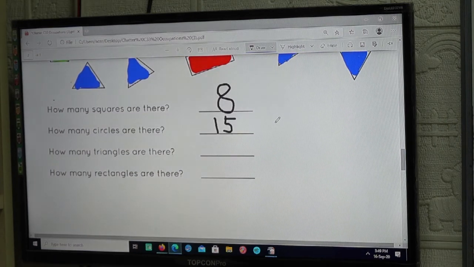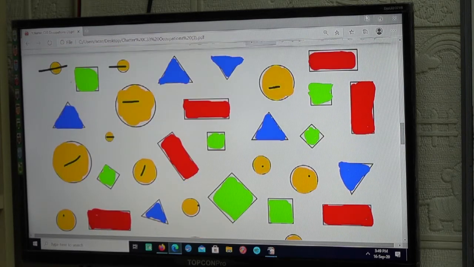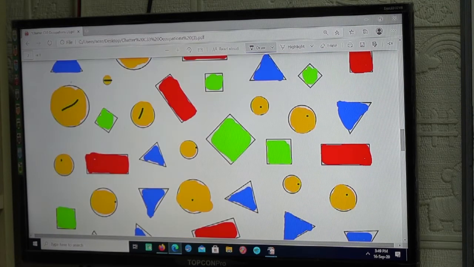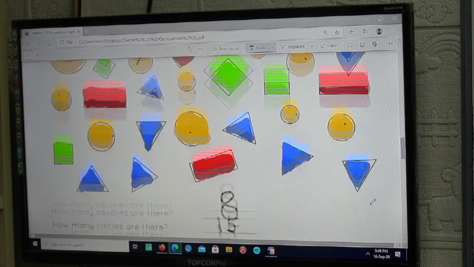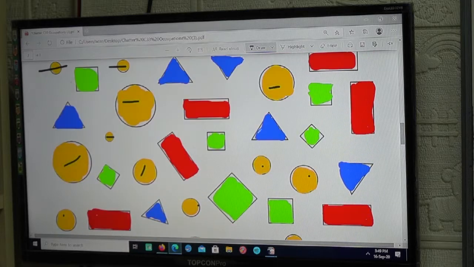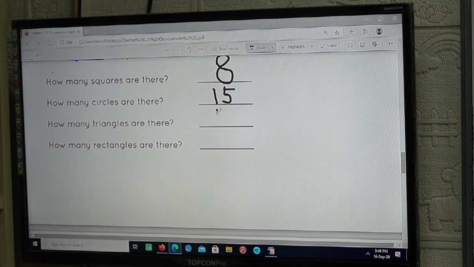The third question is, how many triangles are there? Triangles are all in blue, so let's count them. 1, 2, 3, 4, 5, 6, 7, 8, 9, 10, 11, 12. There are 12 triangles. So write the number 12 here.